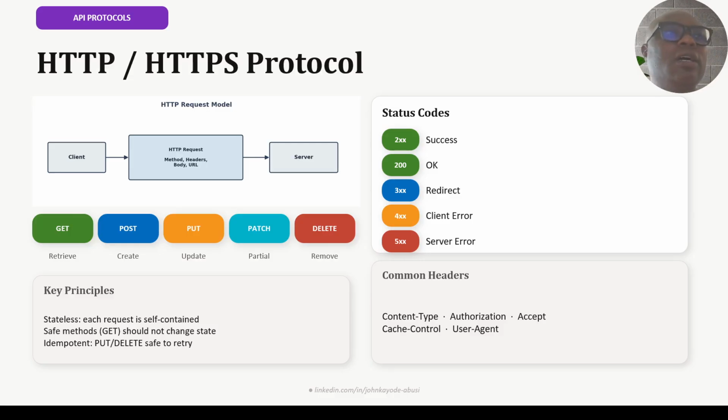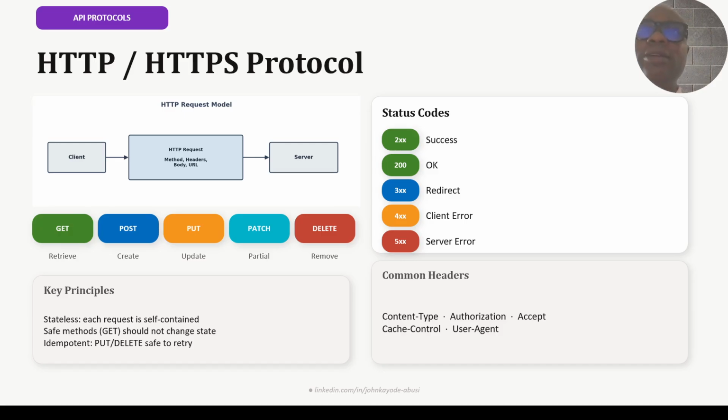Now, like we said, you can retrieve, create, update, and remove information using these API endpoints. Key principle: stateless. Each request is self-contained. The GET method should not change state. So if you issue a GET, which is just to retrieve information, it should not make an update. It should be self-contained and aware of what is required to do. Then idempotent: PUT, DELETE, safe to retry. So at the end of the day, if that particular update is not complete, then it shouldn't be partially complete. It should be complete.